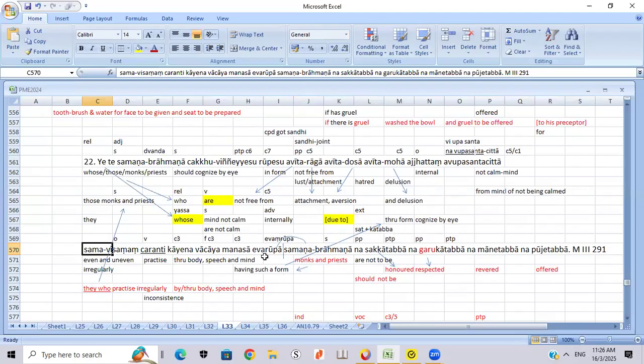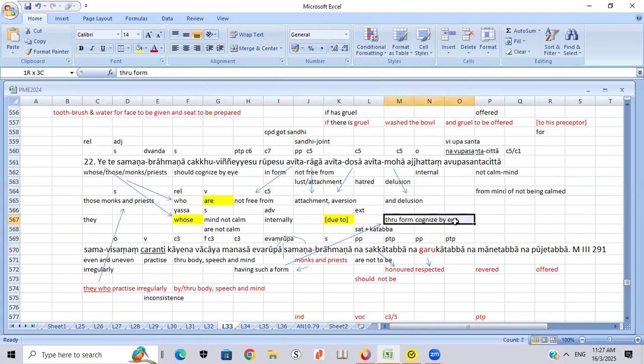You here, up to here. You see whose mind internally. Okay. Whose mind not come internally. Okay, this one I put in due to, in this particular case, due to the form cognized by the eye. You remember yesterday, I was talking about this, due to the form cognized by the eye.